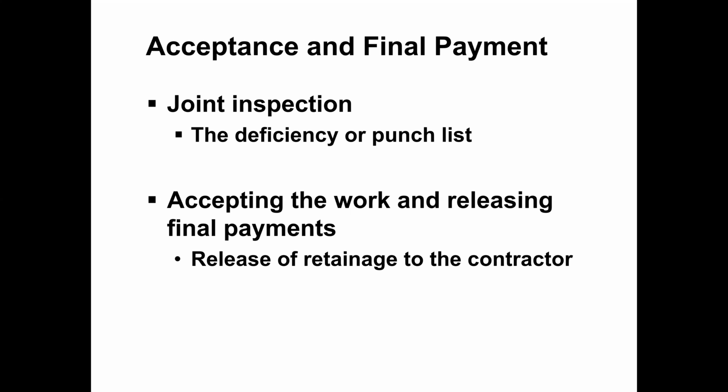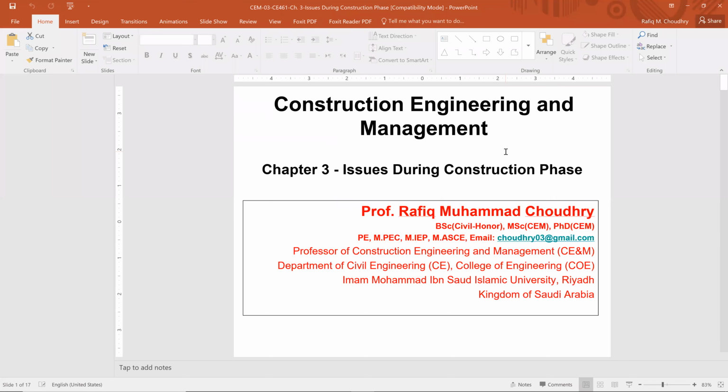So with this, the project has been handed over to the owner, and the final payment has been released to the contractor. With this we have finished chapter number 3, issues during the construction phase, from the start of the project until completion of the project.